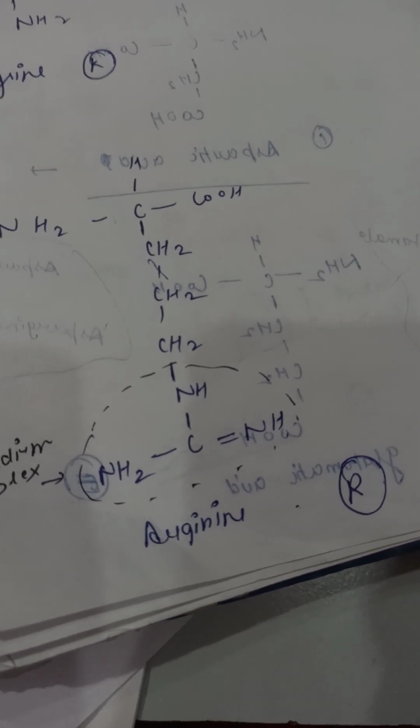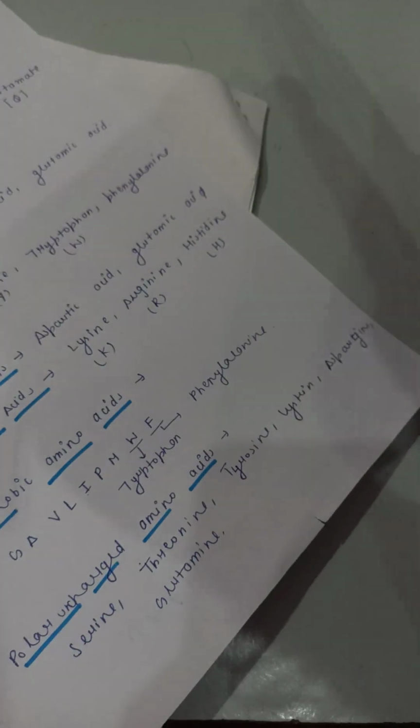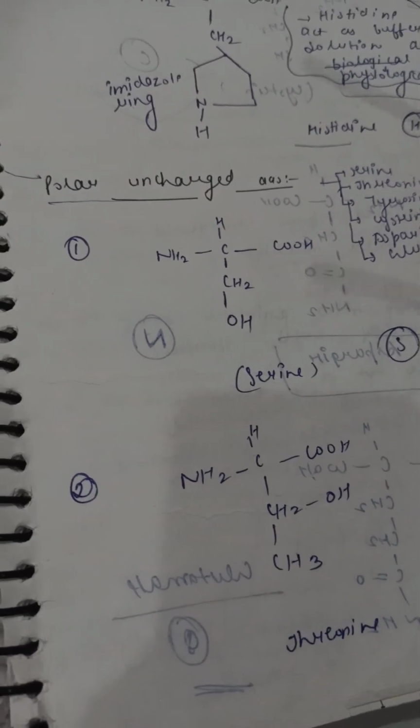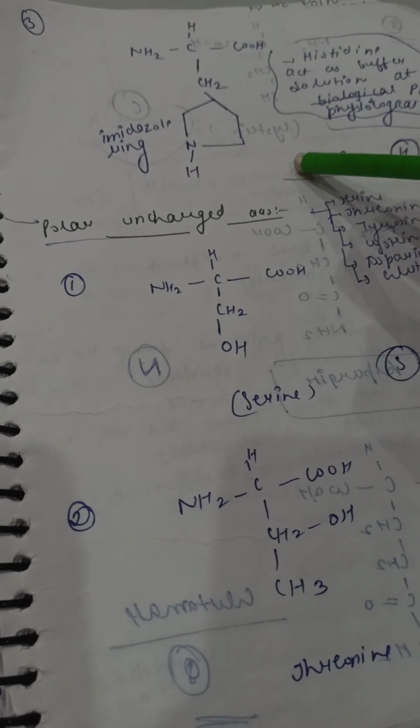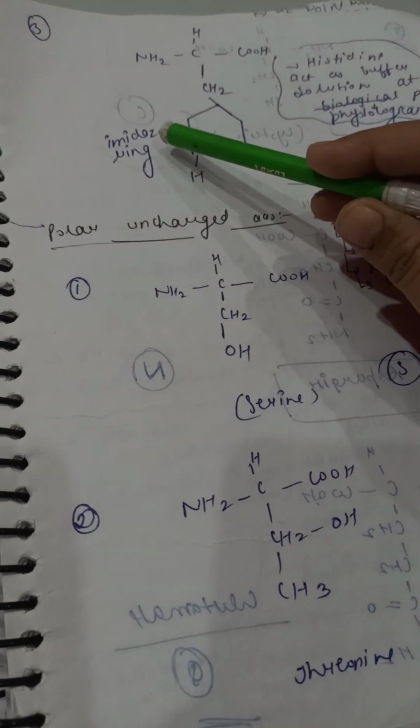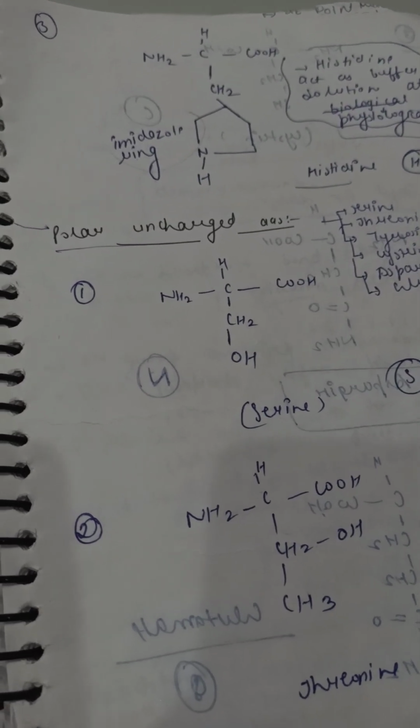Then you also have to know that in arginine, the guanidinium group is present. You have to learn that. This is very important and will be beneficial for all BSc, MSc students and those preparing for competition exams. So the guanidinium group is present in arginine. And then in histidine, the imidazole ring is present. You have to learn that in histidine, the imidazole ring is present.